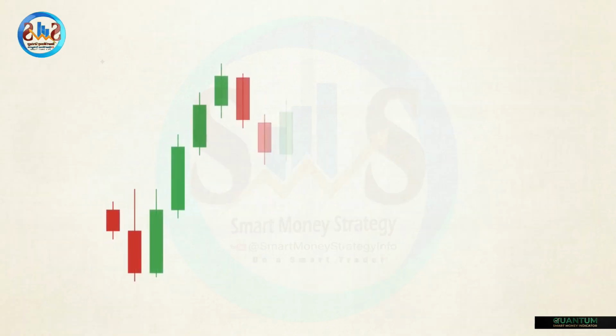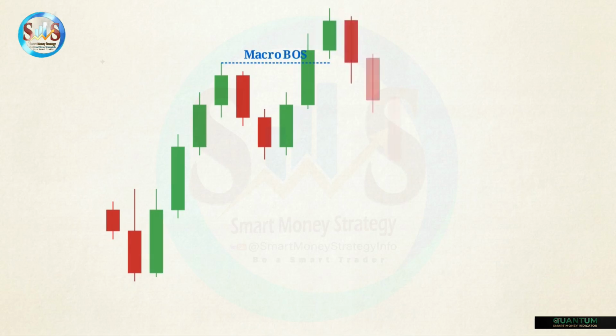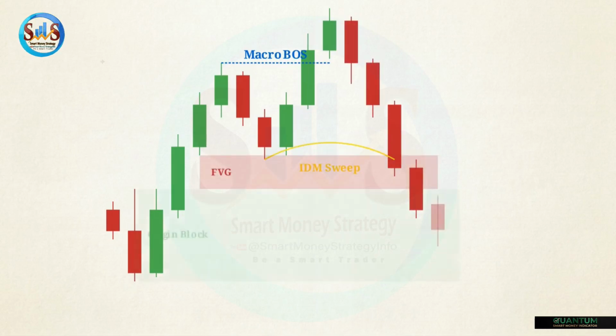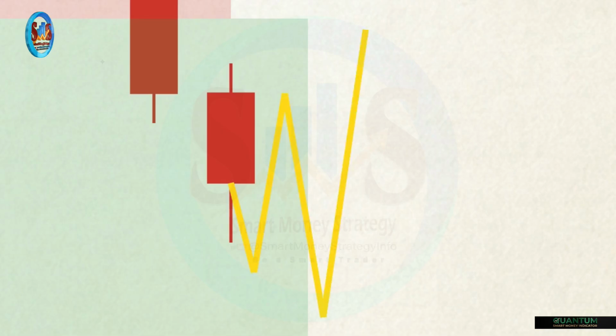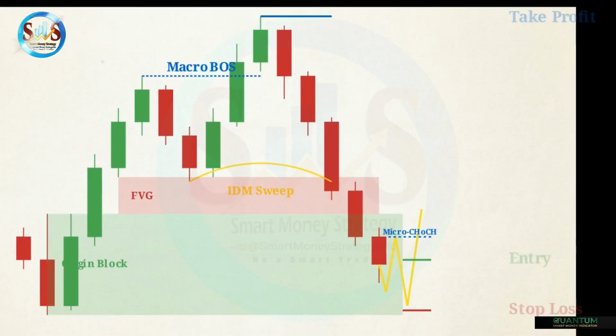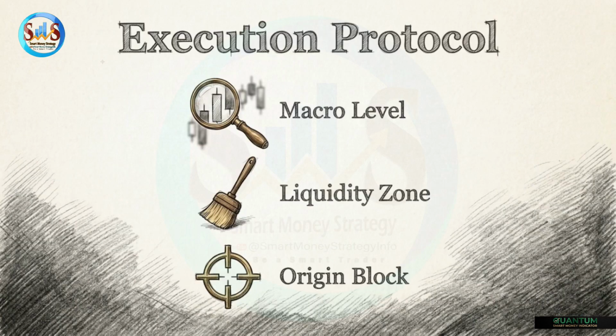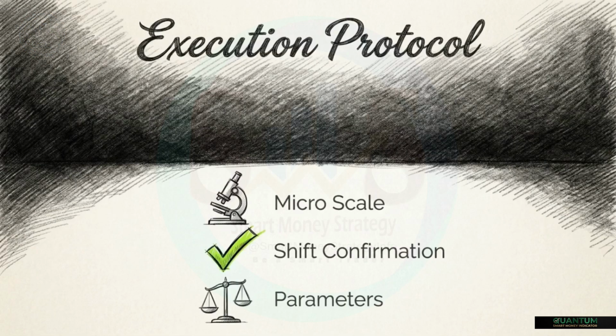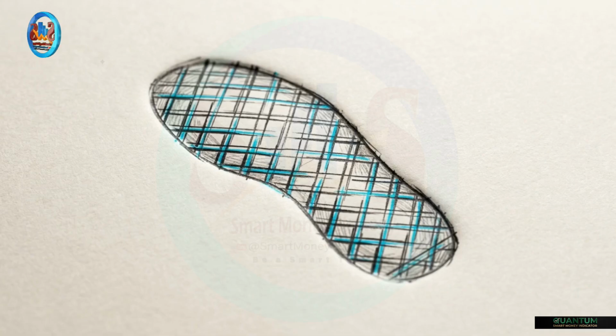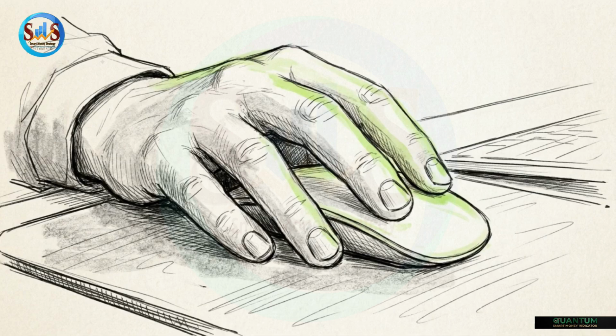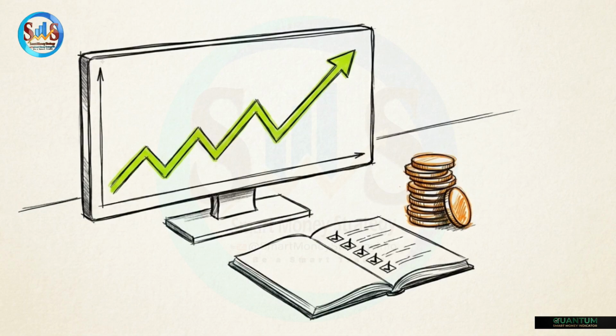Let's review the complete sequence. First, we map the macro structure and wait for the price to sweep the inducement. Price enters the imbalance and taps the origin block. We drop the time frame, trigger the micro CHoCH, and set the risk parameters to reach the profit target. Use this 6-step execution protocol for every trade. Map the macro structure, wait for the sweep, locate the POI, drop your time frame, confirm the shift, and set your risk. Trading is the practice of waiting for these specific institutional footprints. Wait for the trap, identify the imbalance, and execute at the origin point. Stick to the protocol, protect your capital, and follow the logic of the algorithm.